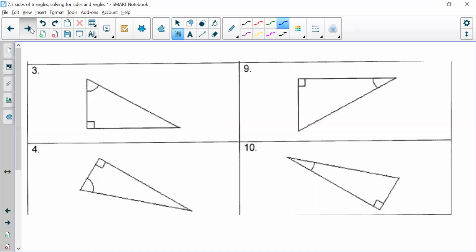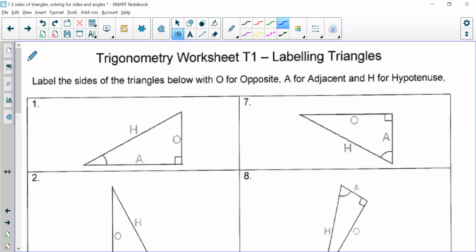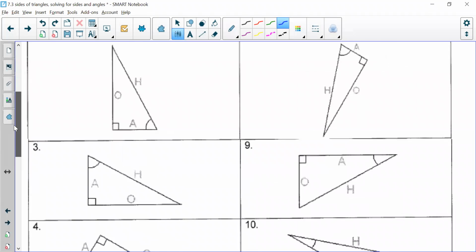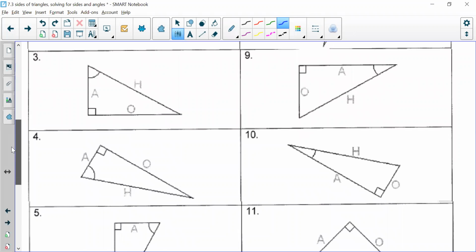Okay, let me show you guys the answer to those triangles then. So we did 1, 2, 7, and 8. Here is 3, 4, 9, and 10. So please check what you did compared to what you can see on my screen. Any questions on 3, 4, 9, or 10?